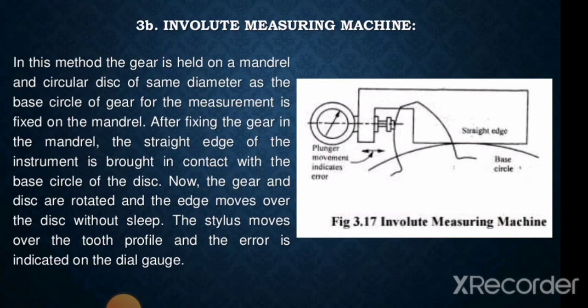In this method we can obtain accuracy up to 0.002 mm. By using this involute measuring machine we can obtain an accuracy of 0.002 mm.